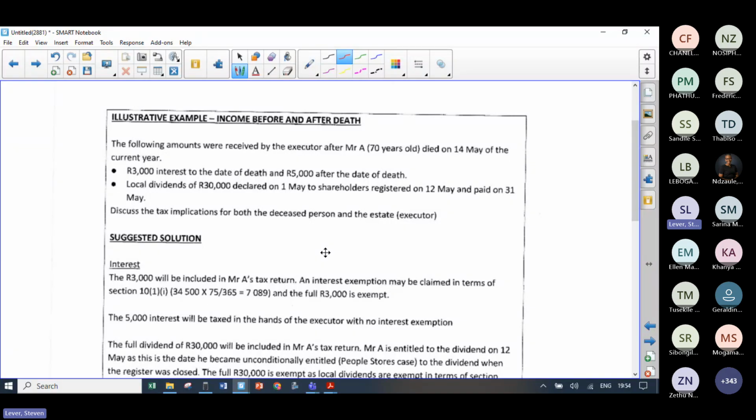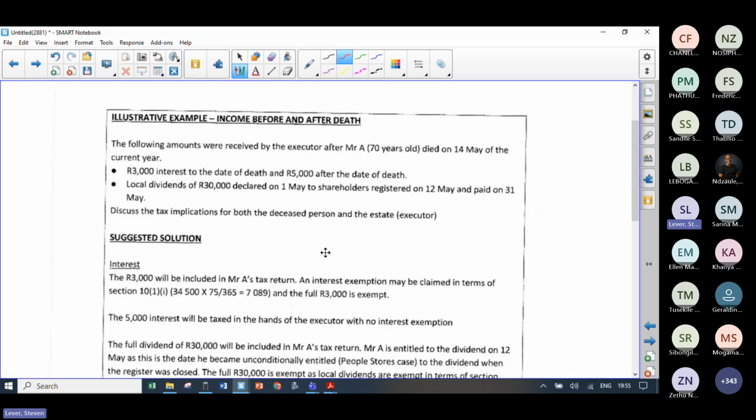So guys, how do the sections work? It says if you earn something up until the day that you die, it goes into your tax return. So the 3,000 goes into the dead guy's tax return. The 5,000 interest received after the date of death, for 4861, you won't get this in an exam, but if you do 4862, we can ask you to do the estate tax calc. And what will happen in the estate tax calc is the executor will include the 5,000 after the date of death into the executor's tax calc.